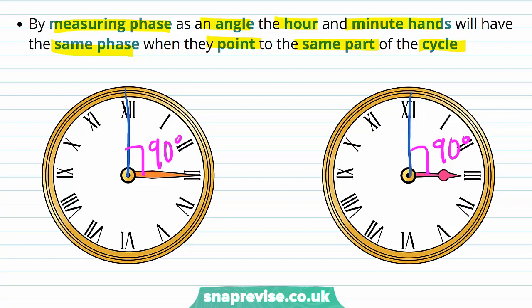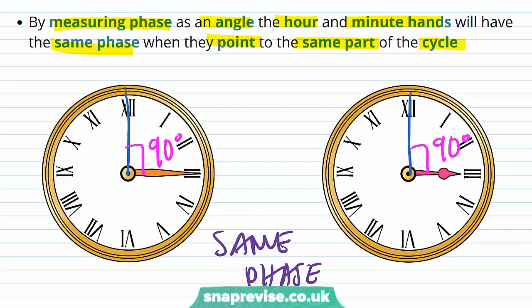So although a different amount of time has passed for each hand, so for example, the minute hand will take 15 minutes to reach 3 o'clock, whereas the hour hand will take 3 hours to reach 3 o'clock, the portion of their actual cycle they've completed is the same. So the phase is the same, even if it's taken them a different amount of time to reach that phase. And the reason we're measuring the phase of the hour hand and the minute hand in angles rather than minutes or hours is because this allows us to compare their phases, because we're using the same unit for both. And this is why we always measure phase as an angle in waves.